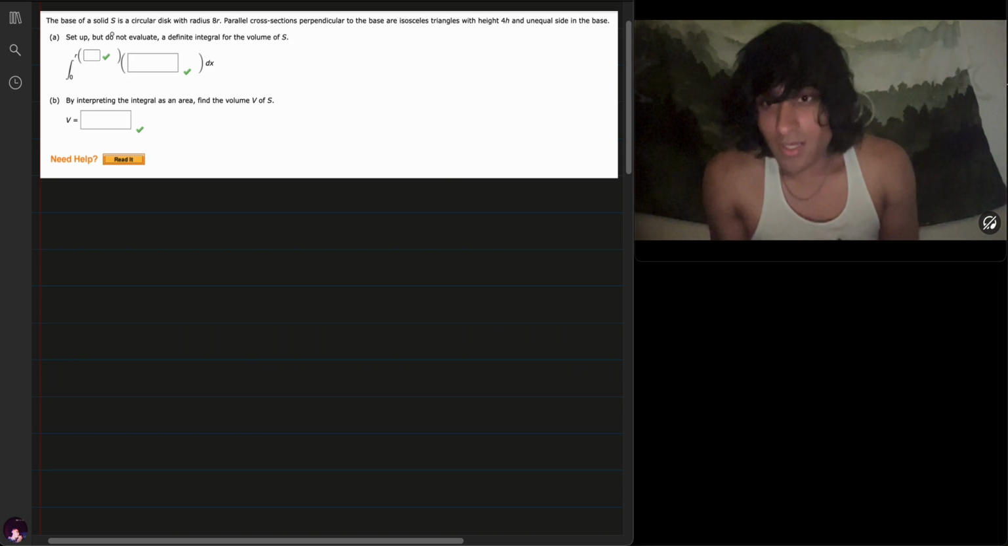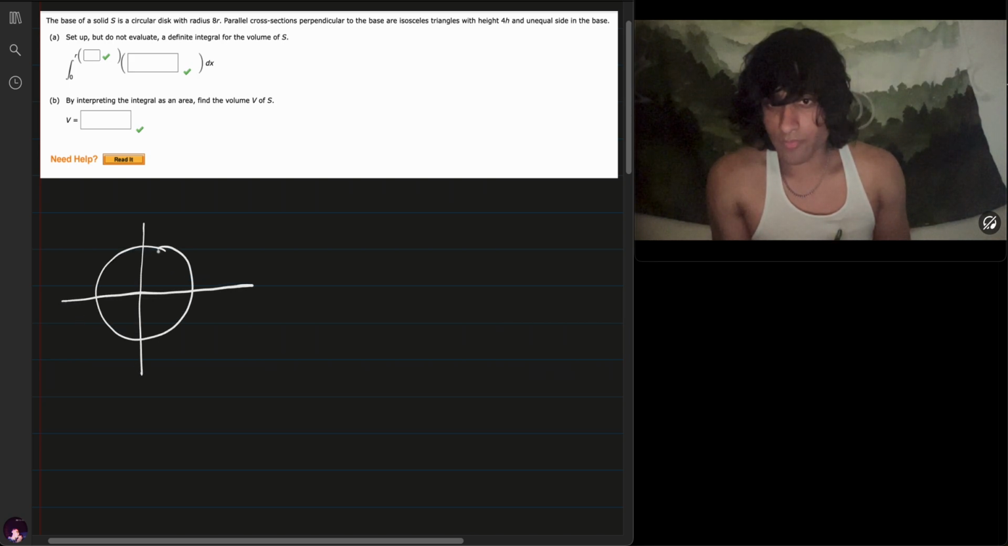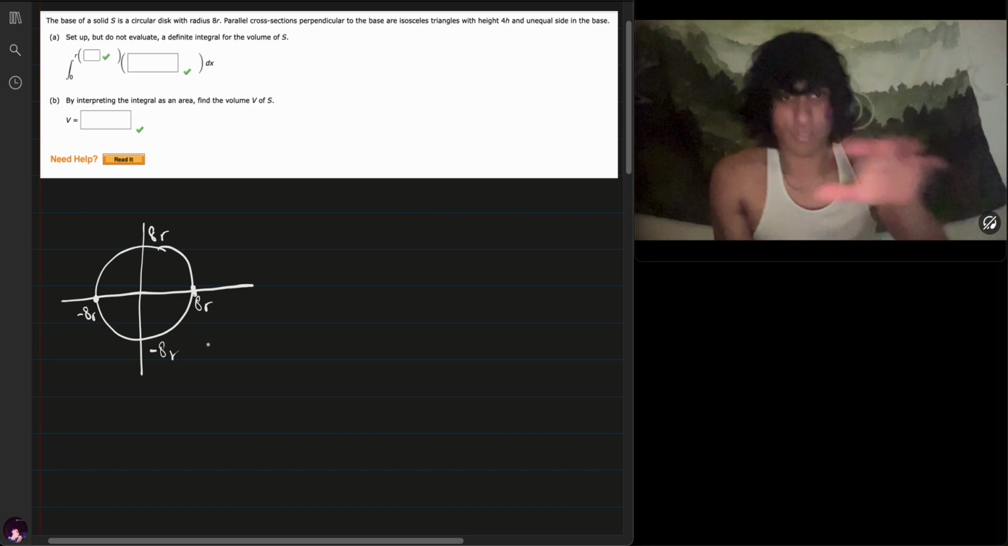The base of a solid S is a circular disk with a radius 8r. All right, so first let's make an xy coordinate plane and draw a circle. And it says that the radius is 8r, meaning that from the origin to the positive x direction, that will be 8r right here, this point. This point right here will then be negative 8r, since that's going in a negative x direction. And then the positive y direction will be 8r, negative y direction will be negative 8r. Just to put that there, because we're dealing with the circle.